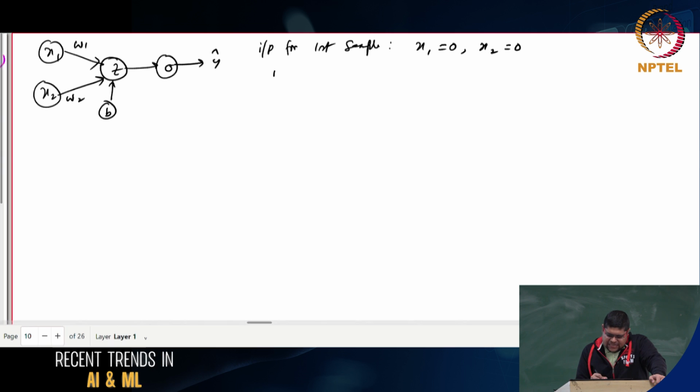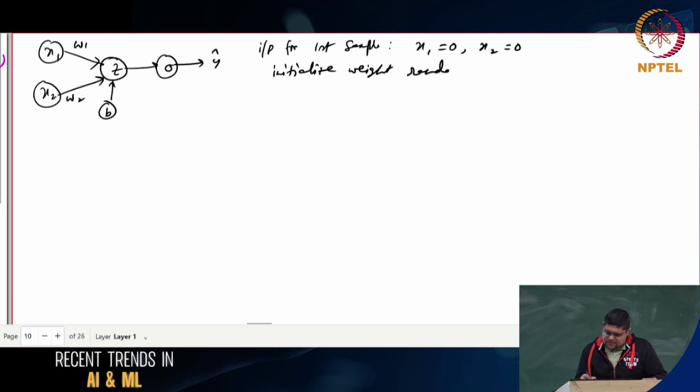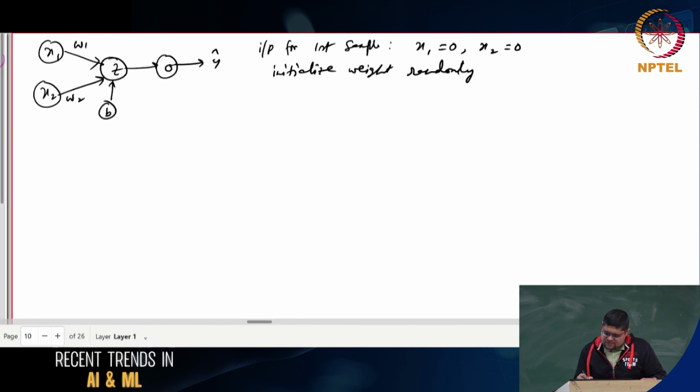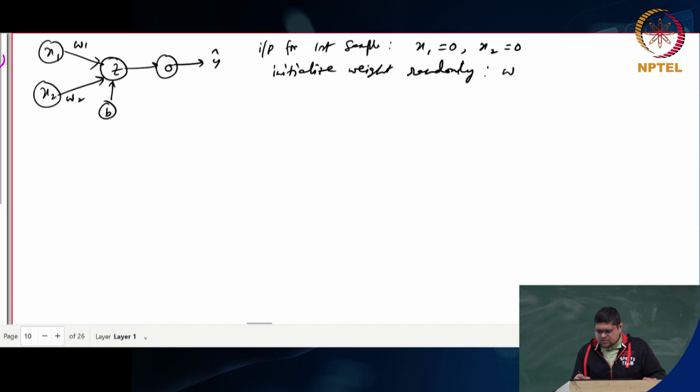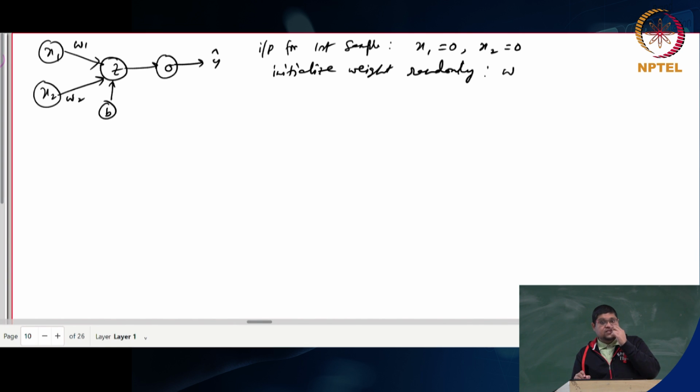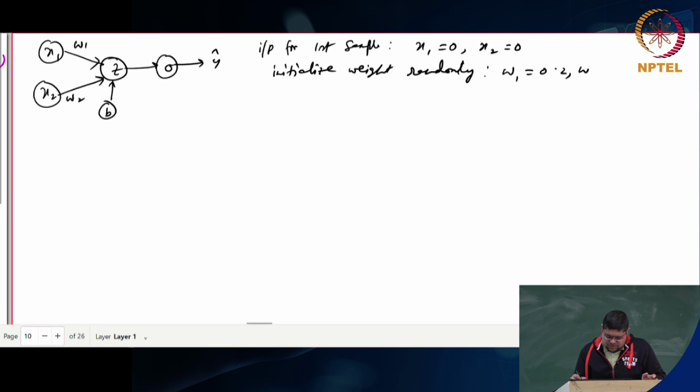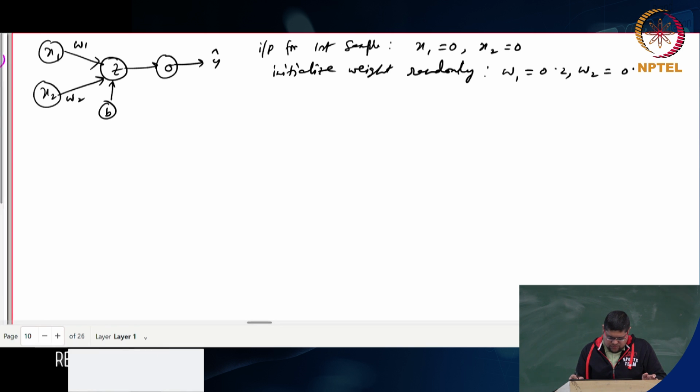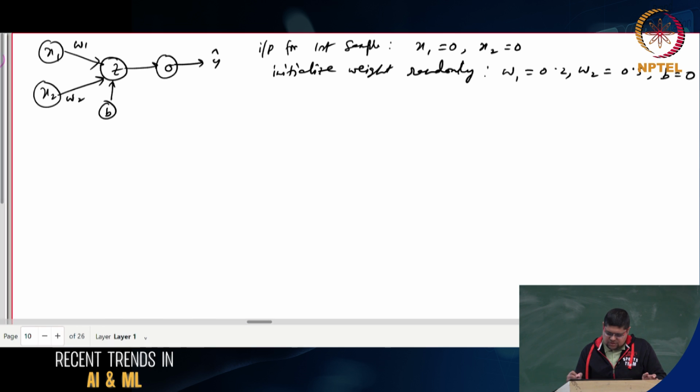So I am initializing the weight randomly. So I will optimize this weight, but at first I am taking the weights randomly. So W1 equal to say 0.2, and W2 equal to say 0.5, and B equal to 0. Now you calculate the feed forward thing.